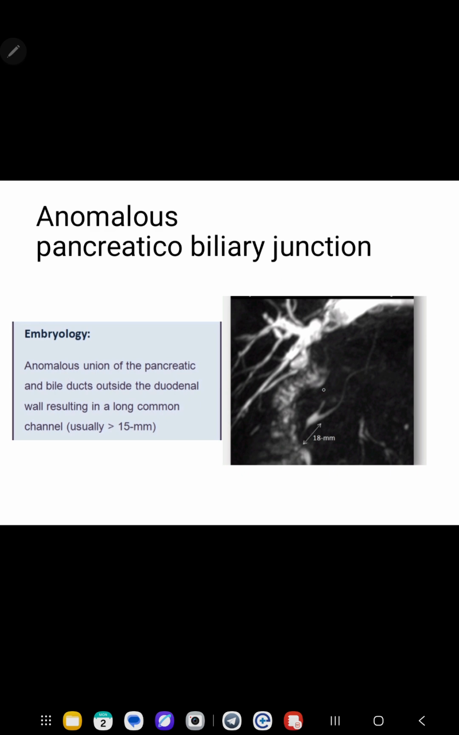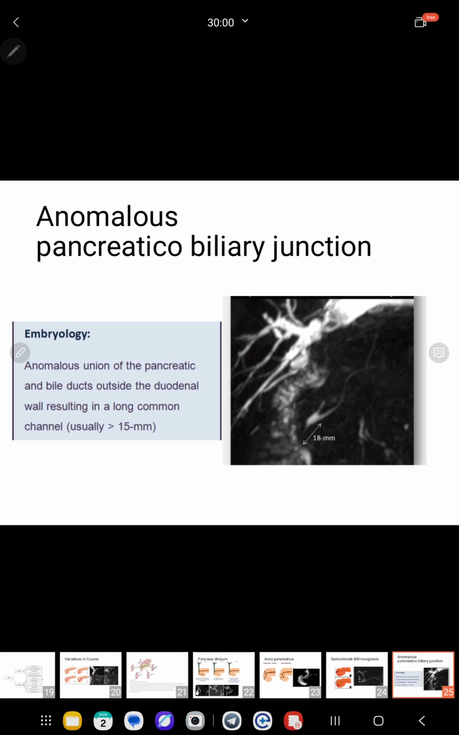Anomalous pancreatico-biliary junction. Usually what happens is the main pancreatic duct and CBD open together into the major duodenal papillae at the ampulla of Vater. But here they join and have a common channel and open into the duodenum. If this common channel is more than 15 mm, that is anomalous pancreatico-biliary junction. What happens then?